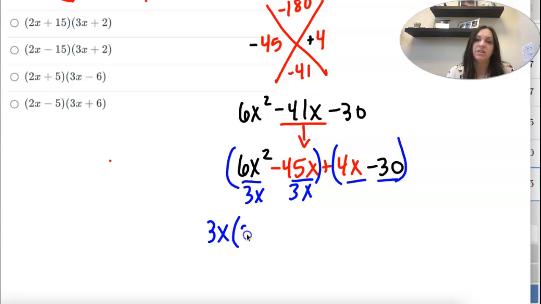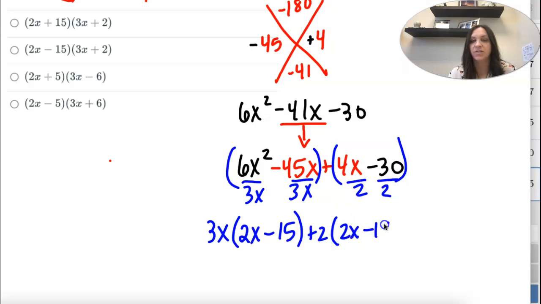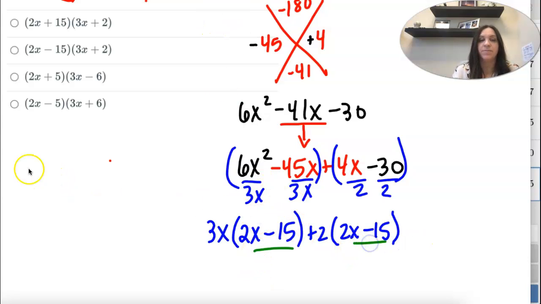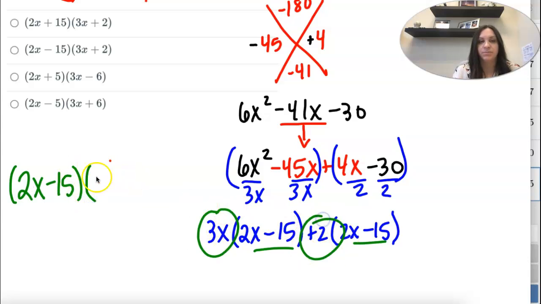6 divided by 3 is 2. 45 divided by 3 is 15. 4 and 30 both divide by 2. So if I take out a positive 2, I'm left with 2x minus 15. Yeah! These are the same. That's what we want. That's one of our factors. And the other factor is what we took out. 3x plus 2. There we go.